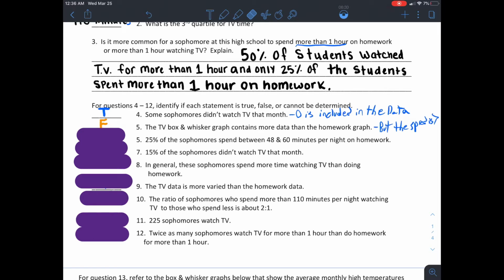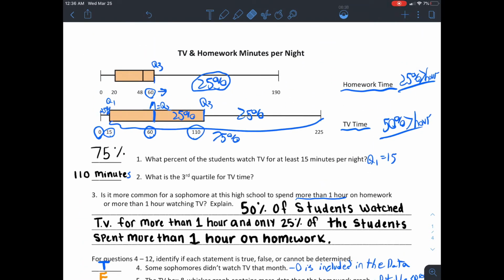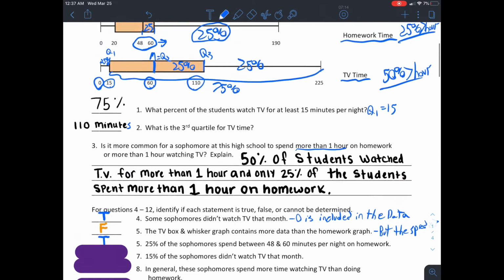Number 6. 25% of the sophomores spend between 48 and 60 minutes per night on homework. 48 and 60 is what 25% of students are completing homework between that time, because 48 is our median value and 60 is our Q3. And I know that 25% of my data falls between my median and Q3, or in the second half of my box. So let's check and see if that is right. It should be true.